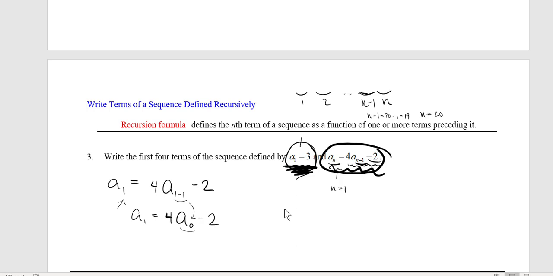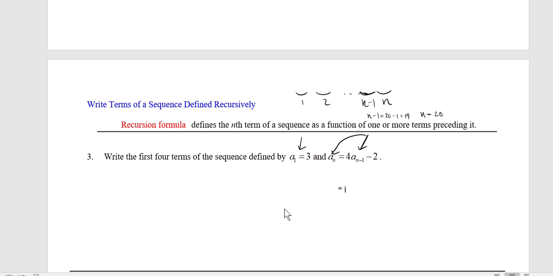We have a starting value, and we have a way to always get to the next value from that starting value. That's how recursive formulas work. So let me clean up my mess here. And let's actually do this problem that's asking us to write out the first 4 terms of this recursive sequence. A1 is the first term. That's given, that just equals 3.